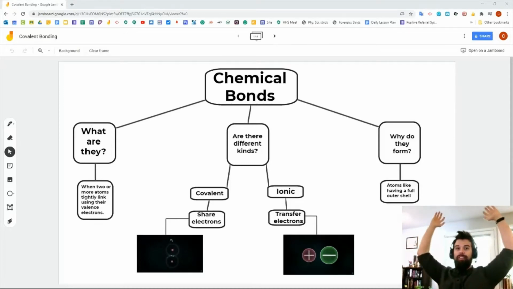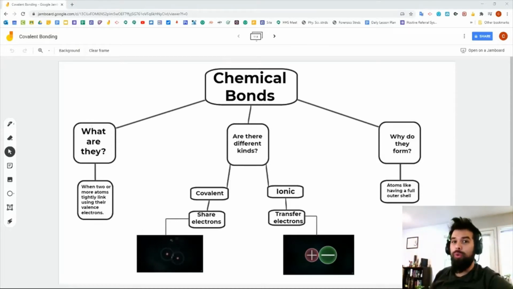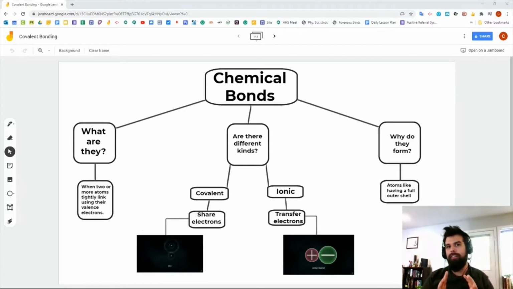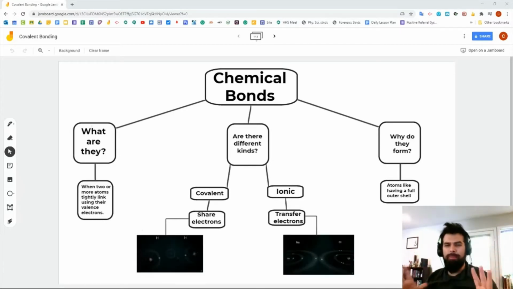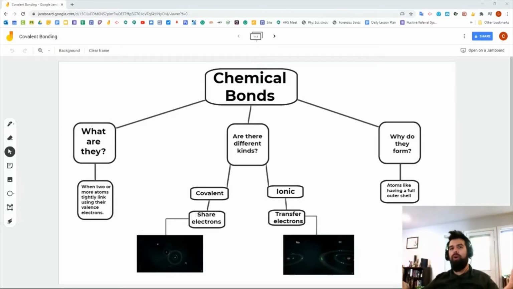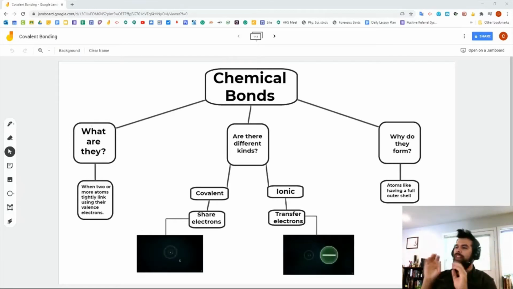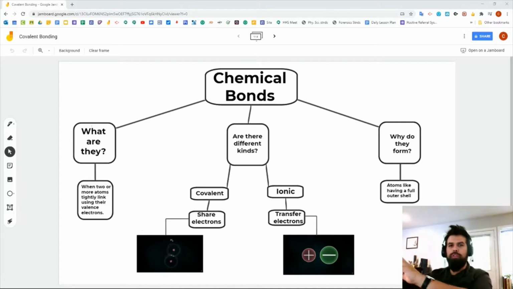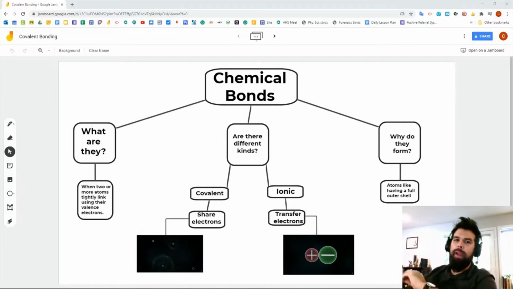Hey everybody, Mr. Cruz here to talk to you about bonding. No, not family bonding where your mom makes everybody sit at the dinner table. I'm talking about chemical bonds, the stuff that holds us all together. Without chemical bonds, we would just be atoms floating through space like Spider-Man after the snap.